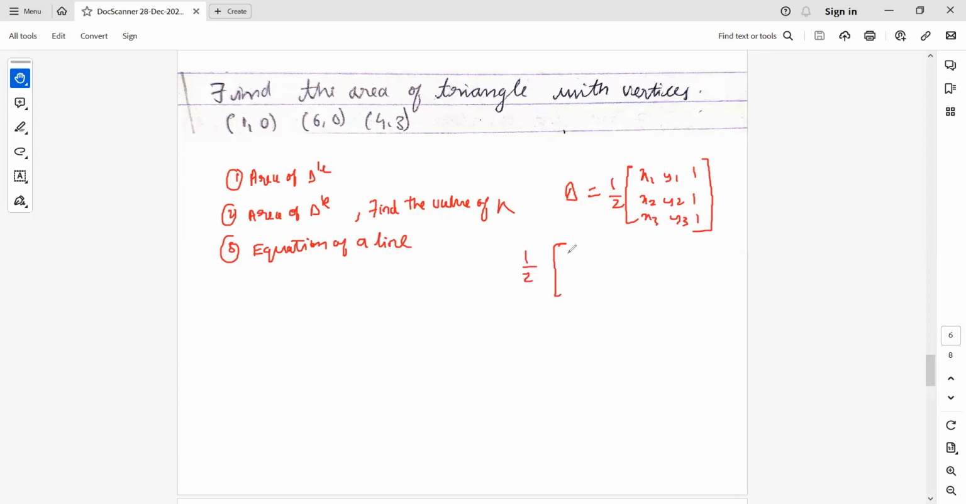Here x1 y1 we are replacing by x and y. We have to keep it as x and y, and then x1 y1, and then x2 y2 1 and 1, and we need to equate it to 0. So this is the formula for the equation of a line, and this is the formula to calculate the area of a triangle. We will be discussing these examples one by one.